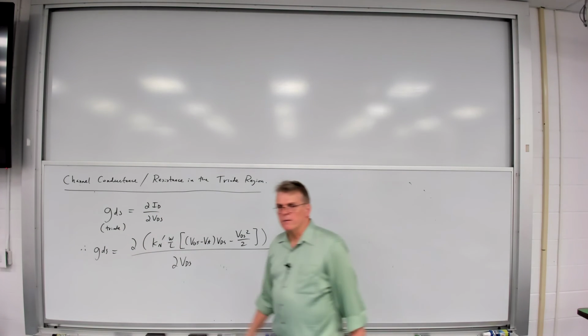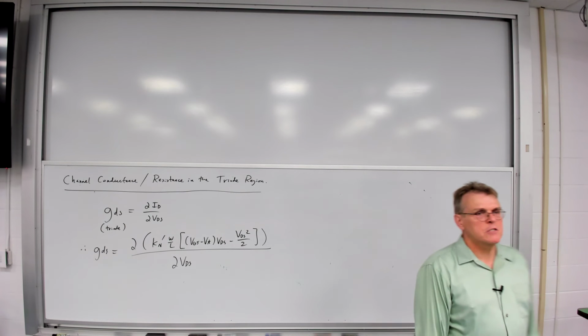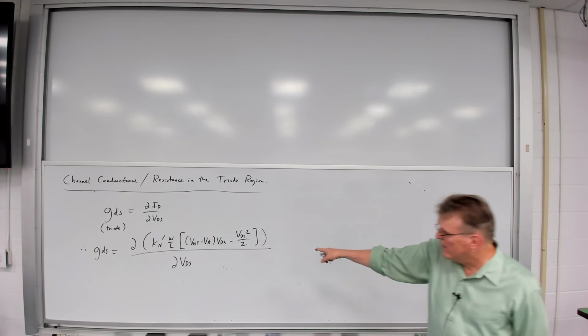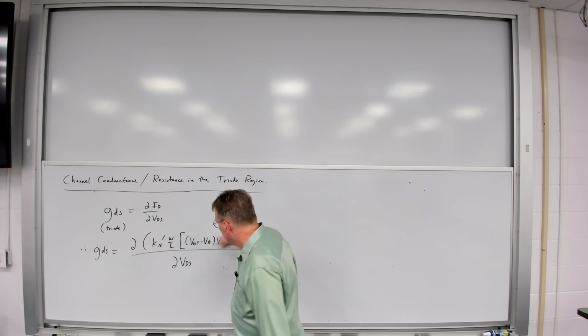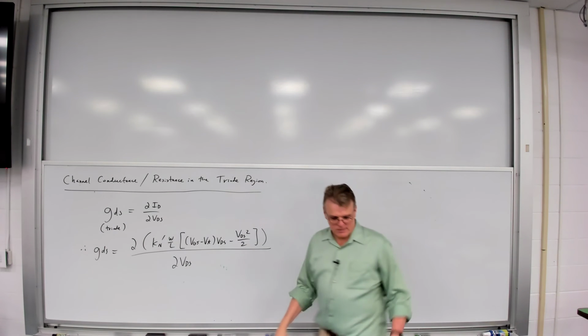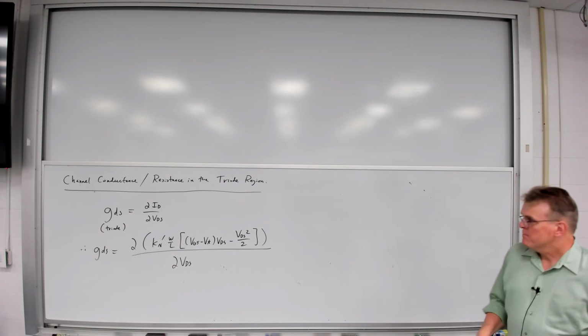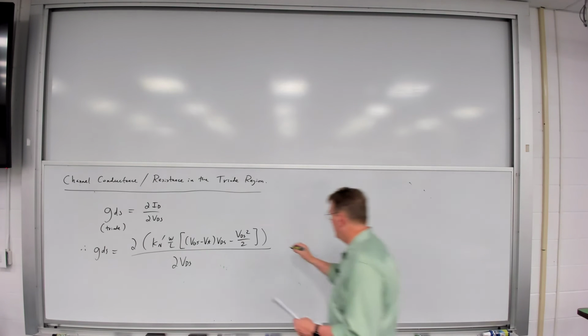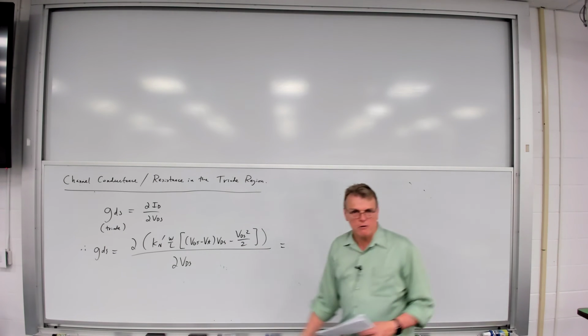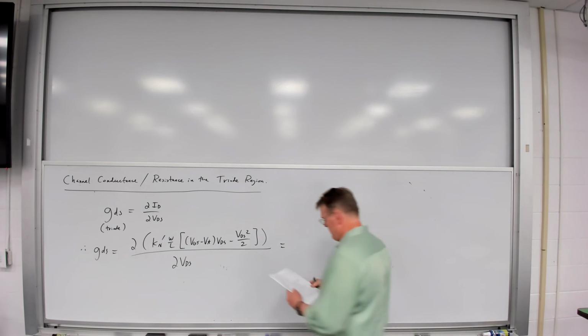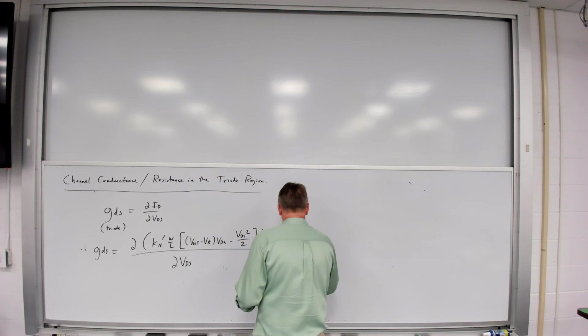So I'm going to take that derivative. I'm going to calculate the conductance of the channel, the derivative of drain current in the triode region with respect to VDS. All right, so if I calculate this, and I'm going to skip the steps for the derivative, you guys can all do those. But if I do that, I will get the following.